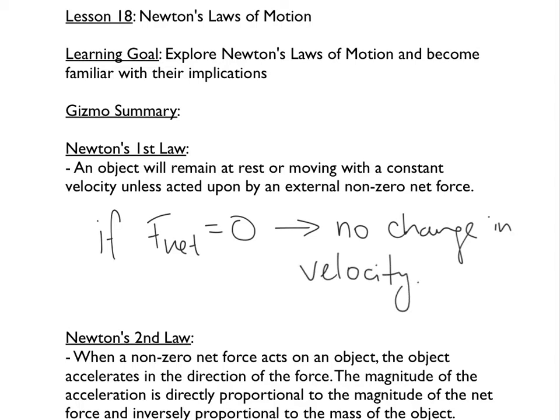In other words, an object at rest will stay at rest, and an object in uniform motion will stay in uniform motion as long as no unbalanced force acts on it, so no external non-zero force. So if you want to change the motion of an object, a non-zero net force must act on the object.